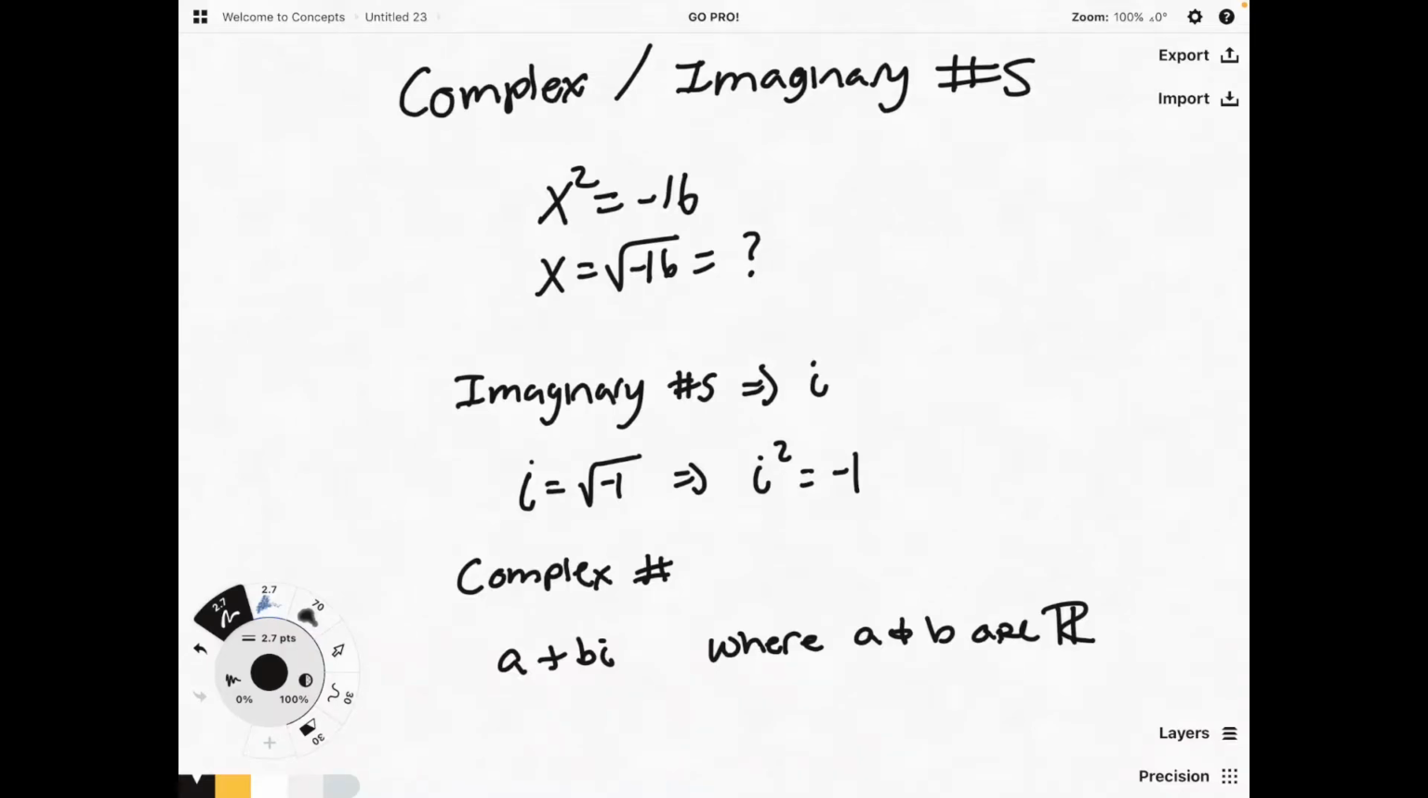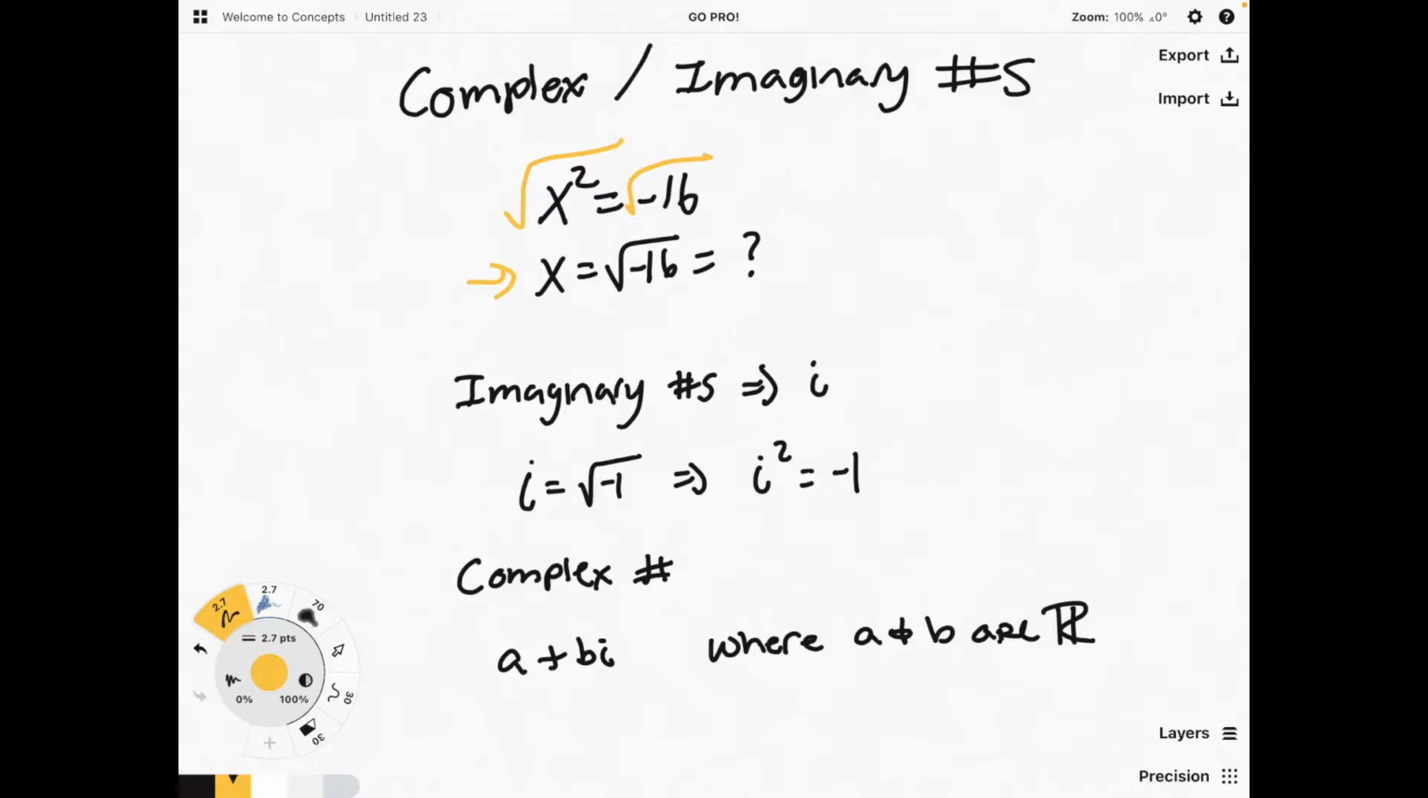Hello, today we are going to be looking at complex and imaginary numbers. So complex and imaginary numbers are needed to find solutions of equations that cannot be solved using a set of real numbers. For example, if you have x squared equals negative 16 and you want to solve for x, typically what you would do is move everything over to one side so you have x by itself, and then from x squared you would take the square root of both sides to give you x equals the square root of negative 16.